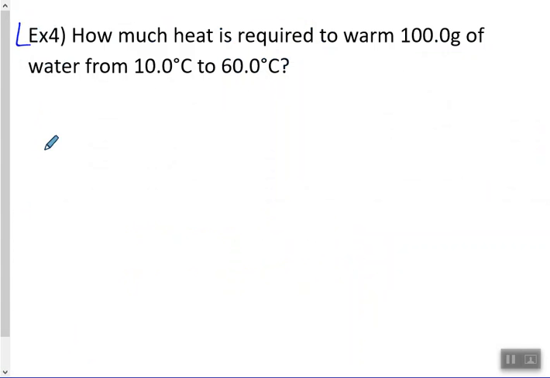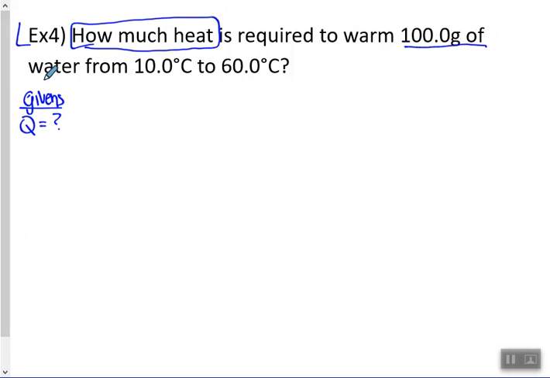Lecture example 4. How much heat is required to warm 100 grams of water from 10 degrees to 60 degrees Celsius? So remember givens. How much heat, that is what we are looking for. So looking for Q, Q is heat, required to warm 100 grams of water. So 100 grams is mass. I can tell that from the units. I know that I need kilograms. There are 1,000 grams in 1 kilogram, so divide by 1,000 and we get 0.1 kilograms of water.